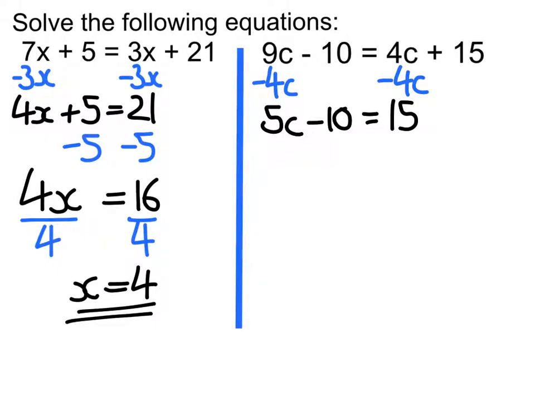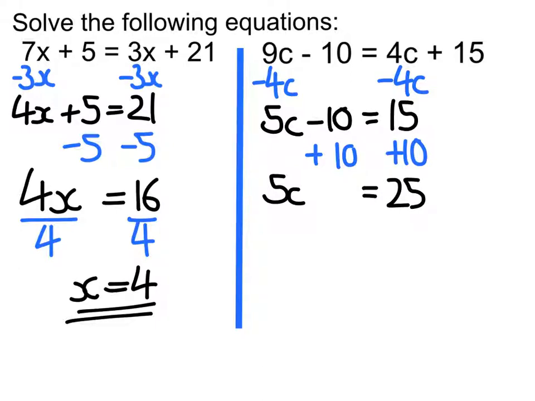Now I'm going to move that negative 10, I want to move that to the right-hand side, so I'm going to add 10 to both sides. So 5c stays as it is. Negative 10 plus 10 is 0, so that's gone. 15 plus 10 is 25.